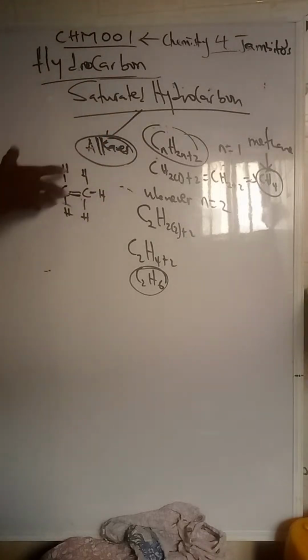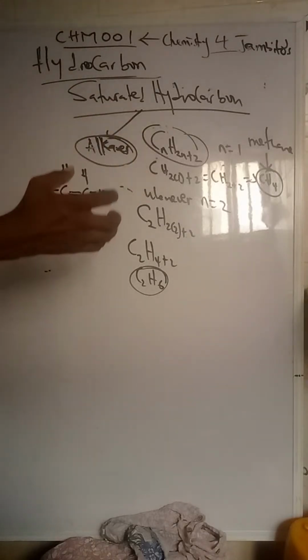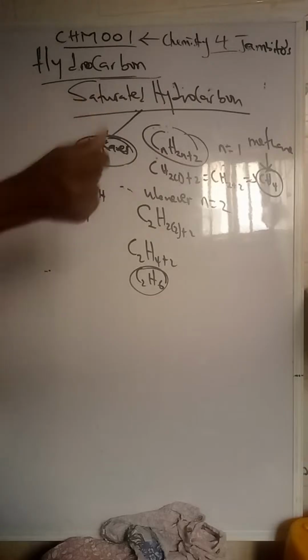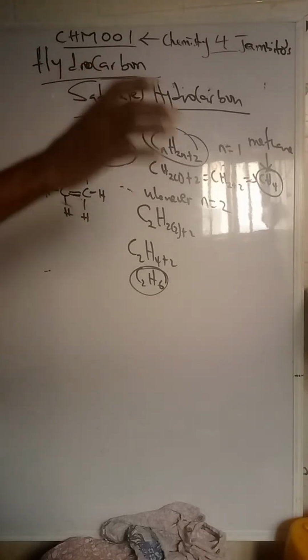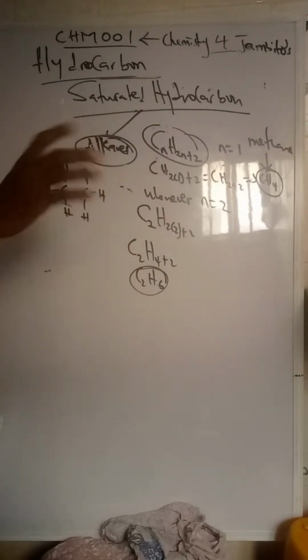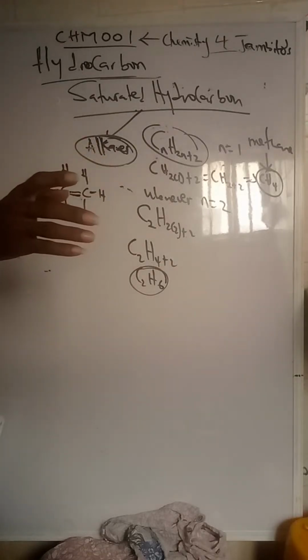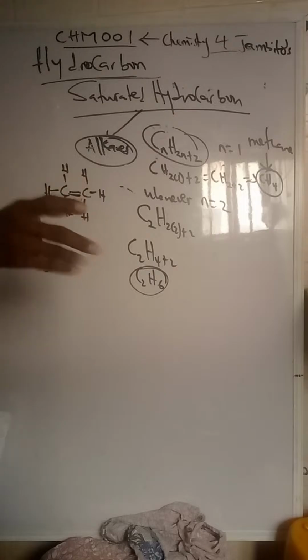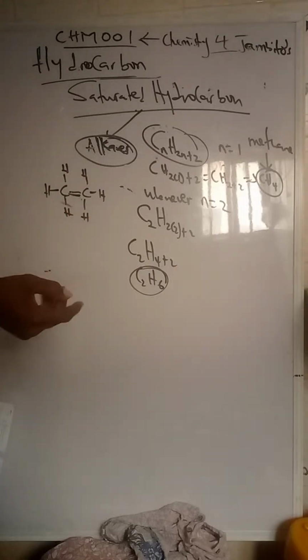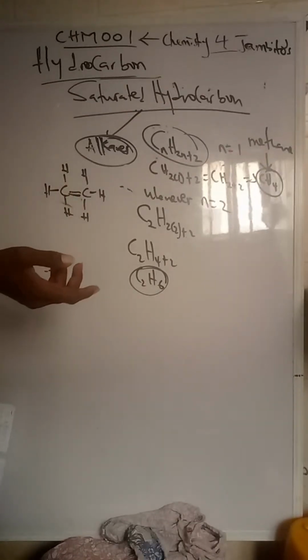This alkane family, they are the kind of organic compound that does not have any functional group. They have no functional group. They are just there. You understand? They can have isomers. Yes, they can have, but they don't have a functional group.